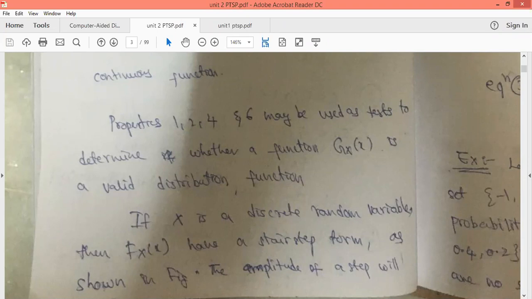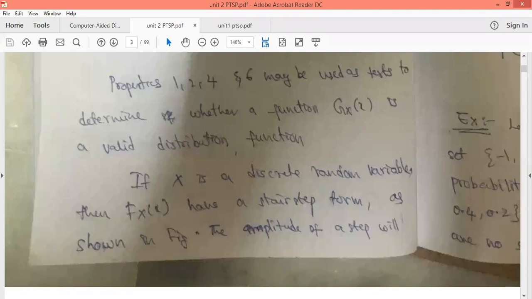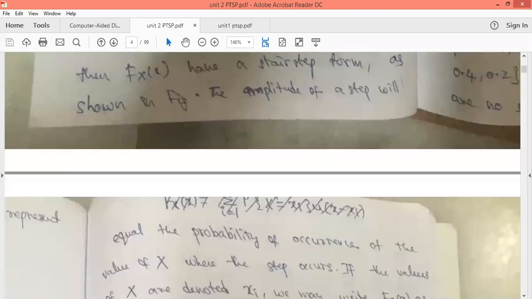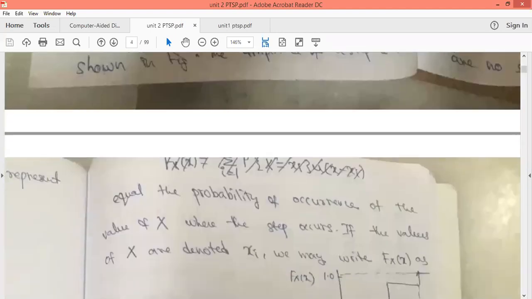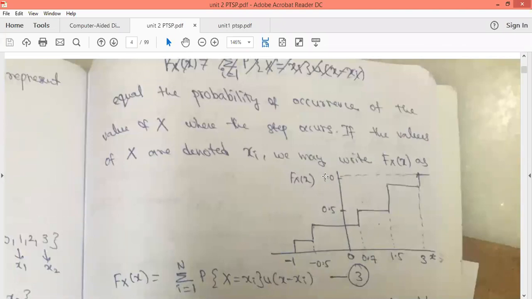For example, if capital X is a discrete random variable, then Fx of x has a staircase, or step, form as shown in the figure. The amplitude of the step will be equal to the probability of occurrence of the value x where the step occurs. If the values of x are denoted as xi, then here Fx of x will have a staircase waveform.